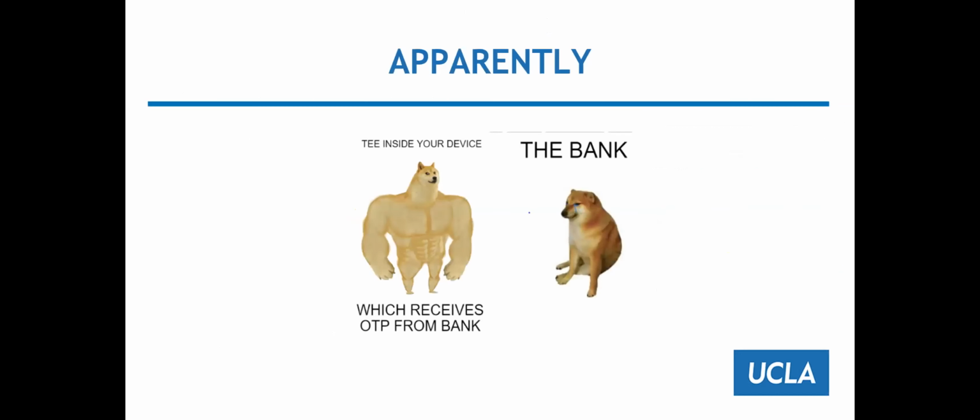So yep, this is what I get out of this course. I mean, the TEE inside your device receives the OTP from the bank. As soon as you do some secure transactions, I guess there is an NS bit which toggles this into the secure mode, and everything happens within the TEE.